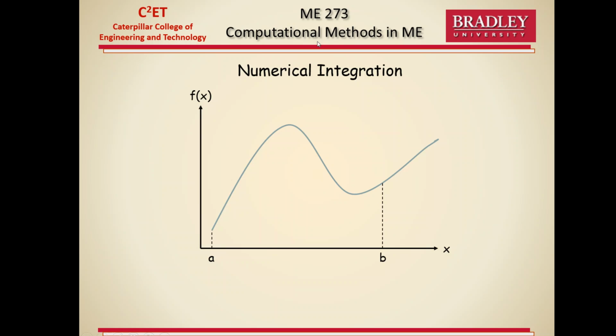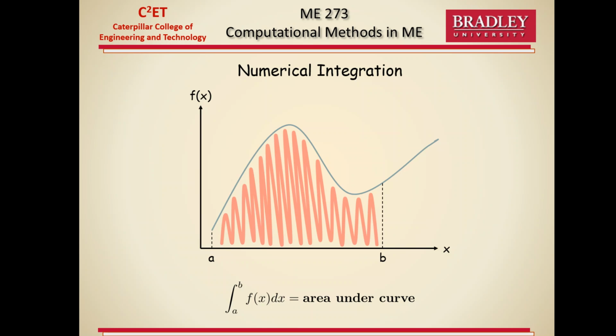All right, so what are we looking at here? This blue curve is some generic function. We've got the function plotted as a function of x, and I've got two points, a and b, indicated here. Our goal is to come up with a way to estimate the integral of this function between the limits a and b, and to do it numerically. Now, by definition, that's what this red coloring represents, the area under the curve. By definition, the integral of f of x dx between the limits a and b is just equal to the area under the curve. You learned that in calculus.